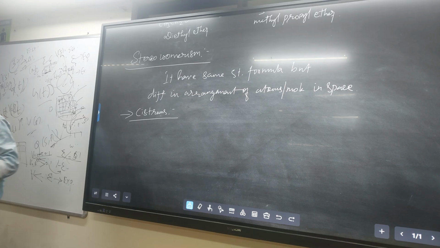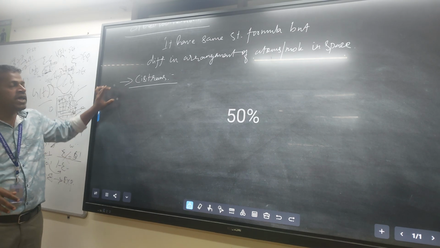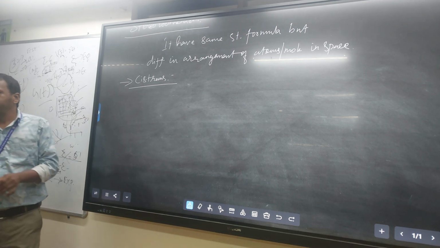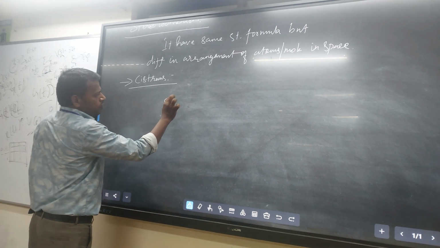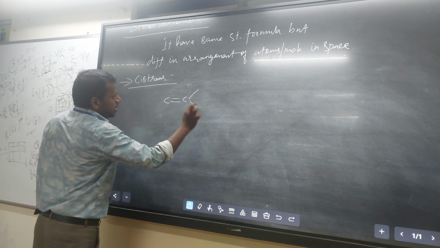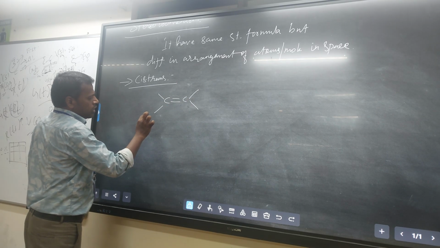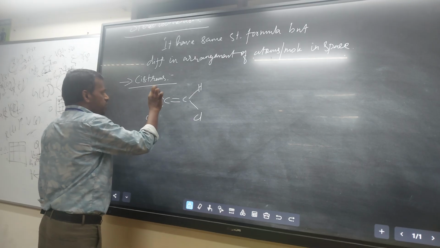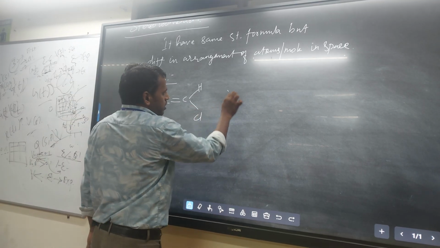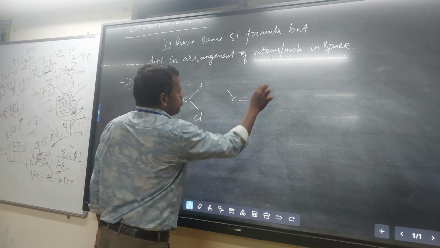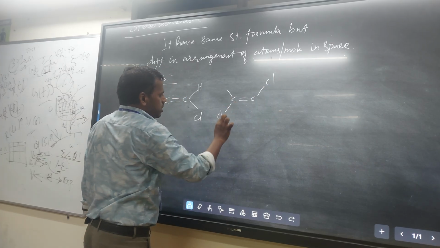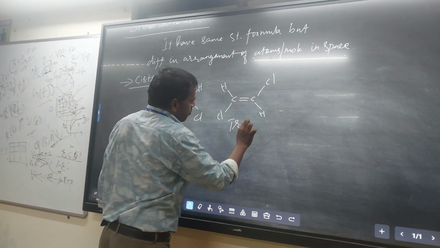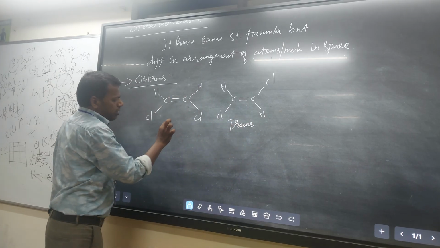What is cis and trans isomerism? That is very easy. It is mainly exhibited by alkene compounds. Alkene means C double bond C. Here, if the same group, chloride, is present on the same side, that is cis. If the same group is on the opposite side, chloride here and hydrogen there, this is trans. That is very easy, right?